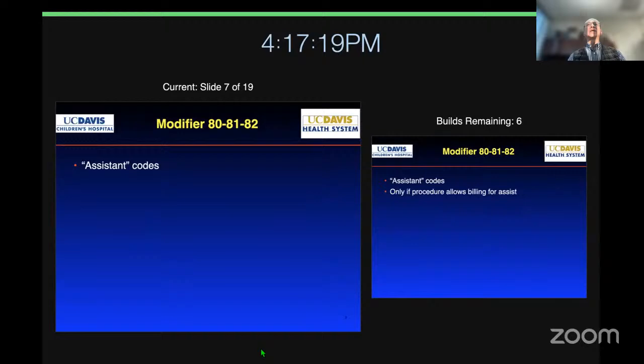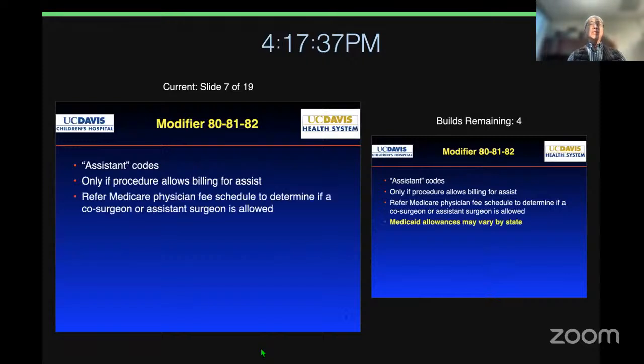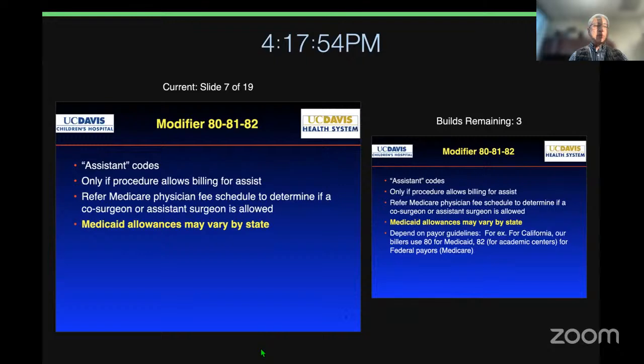The assistant code is actually modifier 80, 81, 82. I'm not going to talk about 81 because that's really more about minor roles, brief assists. But basically, if you're assisting the primary proceduralist, only certain codes are allowed for that. And I'll show you the list where this applies. You can refer to your Medicare physician fee schedule to look at which codes are allowed. It should be in these slides later on, and I know that the slides are going to be posted on the website, so you guys can get some of that information there.